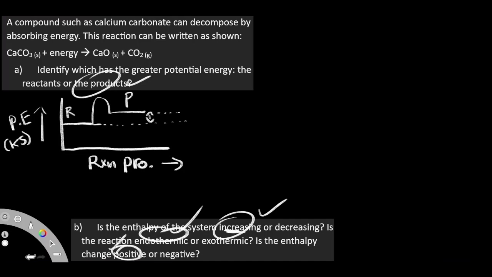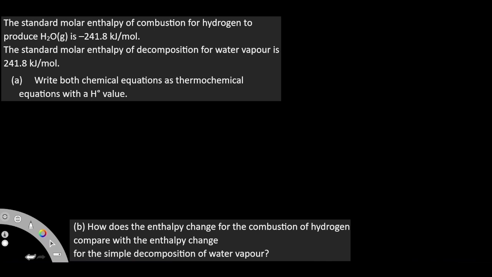It's absolutely going to be positive because, again, the difference between the product potential energy and the reactant potential energy is a positive value, because you just subtract this, and that is going to give you a positive value. Let's look at this new question here.